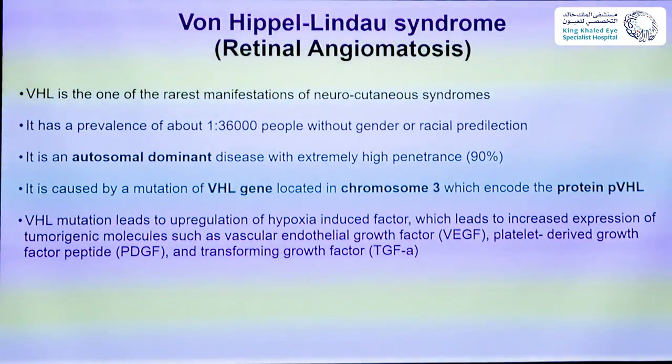VHL is important because the mutation leads to upregulation of hypoxia-inducible factors, and that hypoxia-inducible factor can induce increased expression of tumorigenic molecules such as VEGF, platelet-derived growth factor, and transforming growth factor.